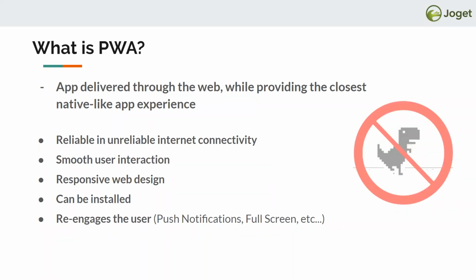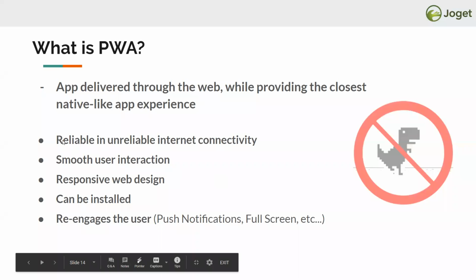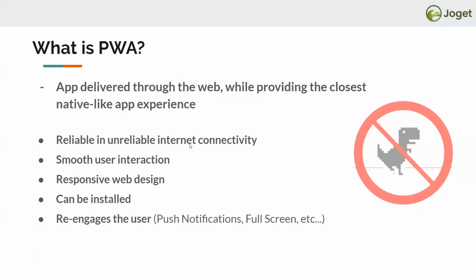So what can you expect out of a PWA application? Basically, we can expect reliability when the internet connectivity is unfavorable. A good example of this would be the chat apps that you currently have on your mobile device. Even when you're not connected to the internet, the app still opens. You can still see your past messages. So in that sense, it's reliable. Right. And the second criterion we can expect is smooth user interaction.